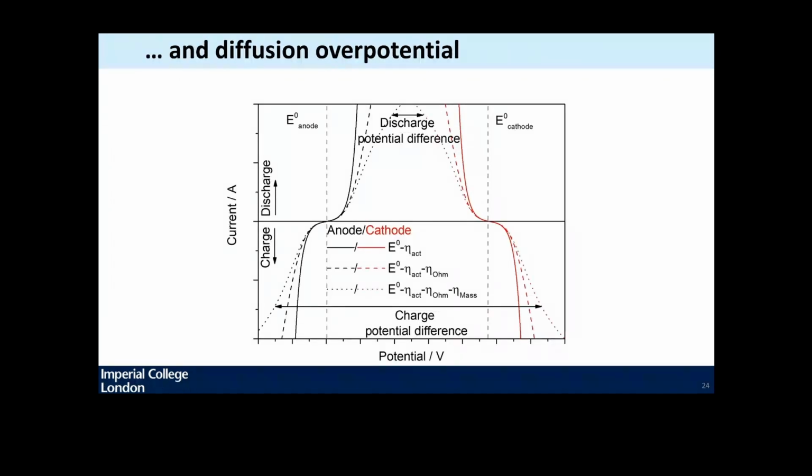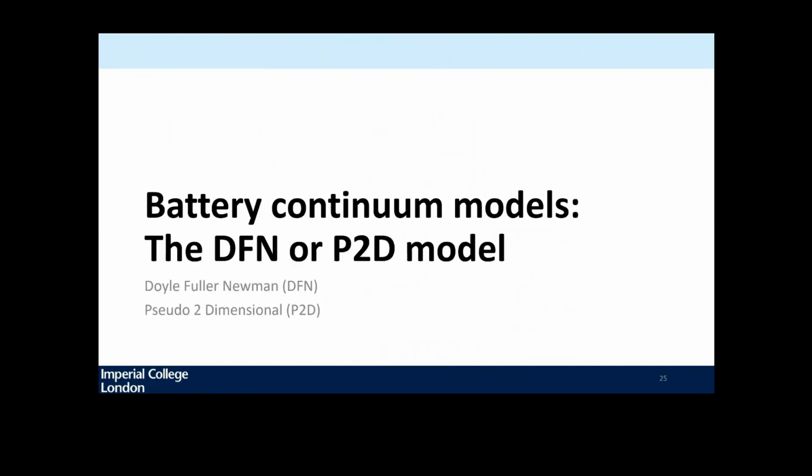And here I just put the same idea as before, but now we have the two electrodes, and we see that when we add the different overpotentials, our voltage hysteresis between charge and discharge of the battery increases.